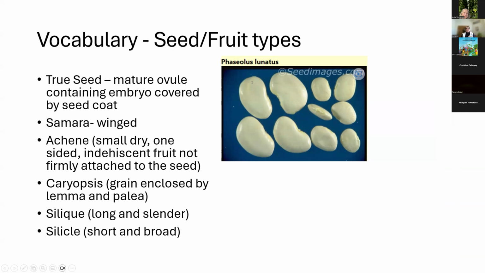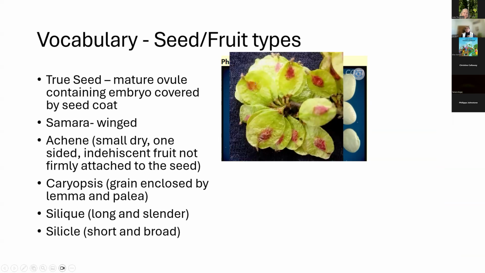So all seeds are true seeds, but some of these true seeds, so here we have a bean, and that is a true seed. Its fruit is a pod, so a legume, but we normally don't see the pod or the legume. We only see the true seed. A samara is a wing seed, and if we were able to remove the wings within this red area here, we would see the true seed. So this is a samara of an anemone in the Ranunculaceae family.